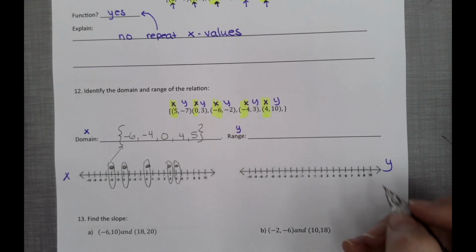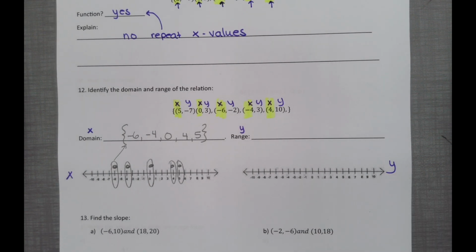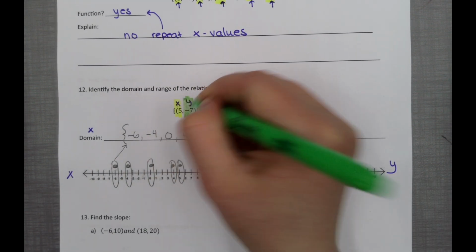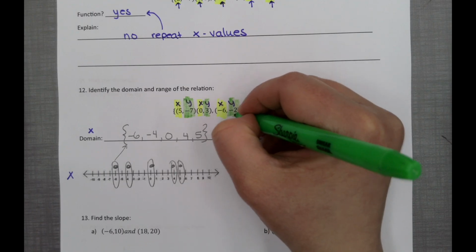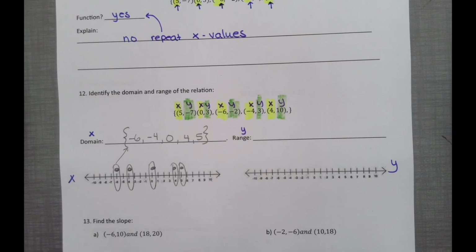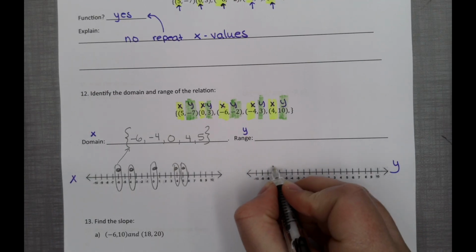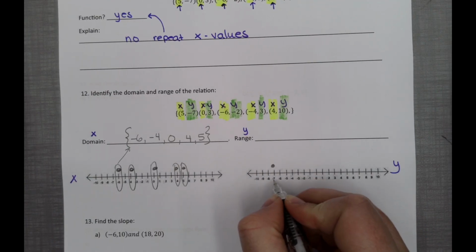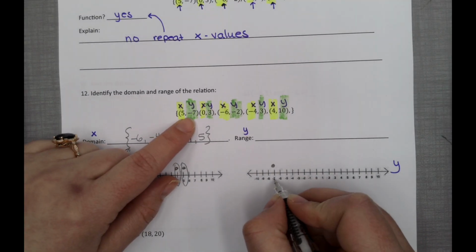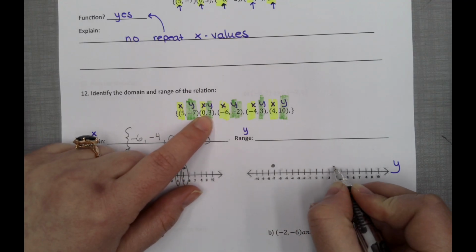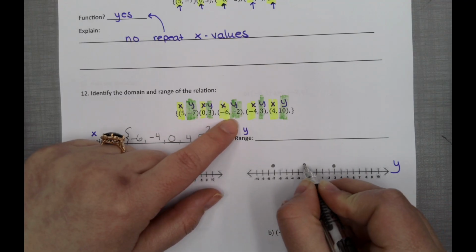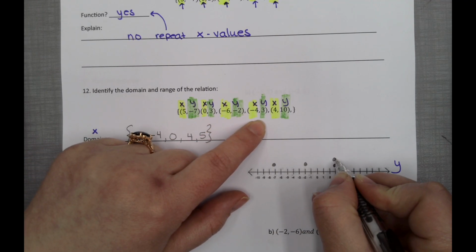For y, let me choose a different color. We get negative 7, 3, negative 2, 3, and 10. So I notice that we have a repeat of 3, and that's okay. I'll show you what to do with repeated numbers. Now, repeated numbers are not allowed. So I'm looking at the green, so negative 7, 3, negative 2, another 3, and a 10.